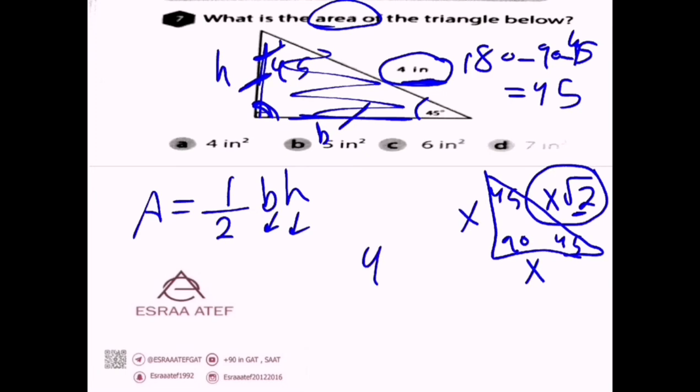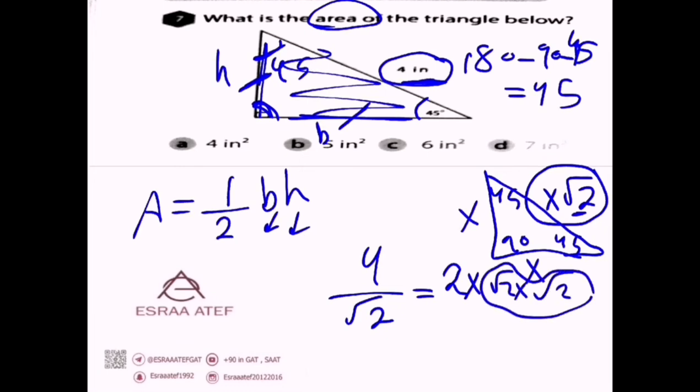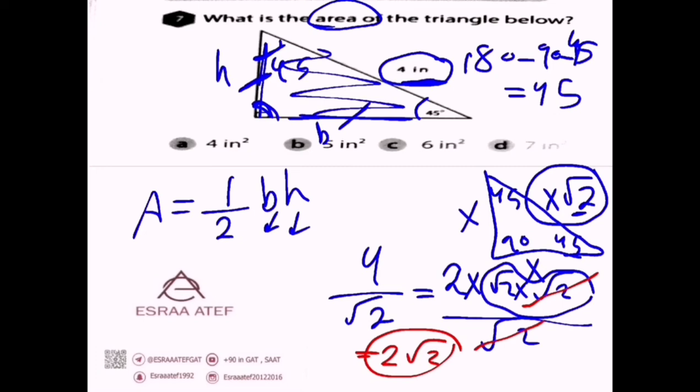So 4 divided by square root of 2, how can we divide it? 4 means 2 times 2, which is square root of 2 times square root of 2. All of it is 2 over square root of 2. So square root of 2 goes with square root of 2, so the remaining will be 2 square root of 2. So x equals what? So x equals 2 square root of 2.